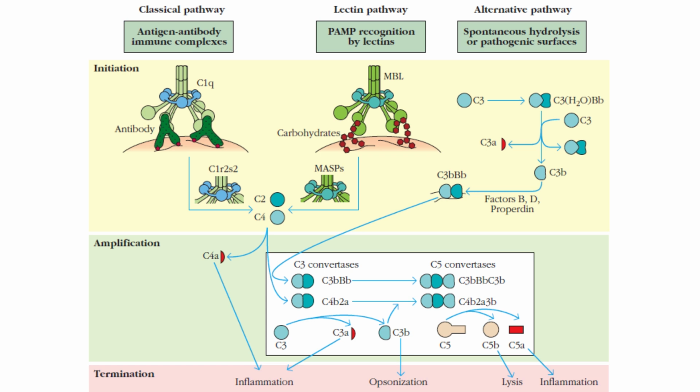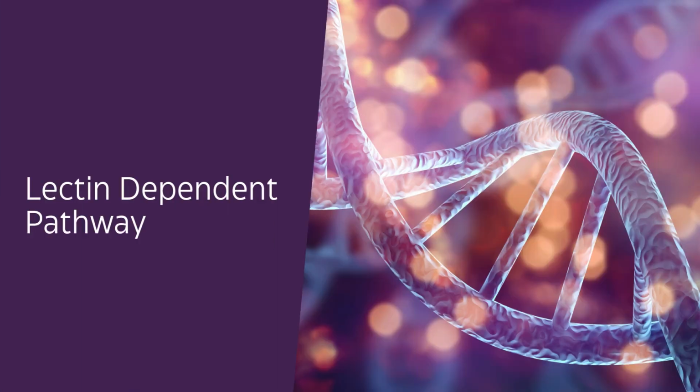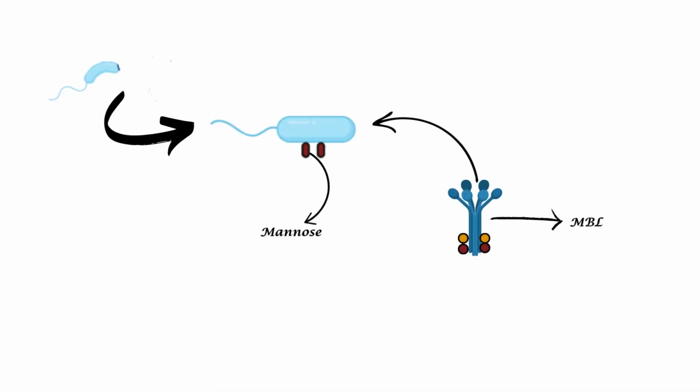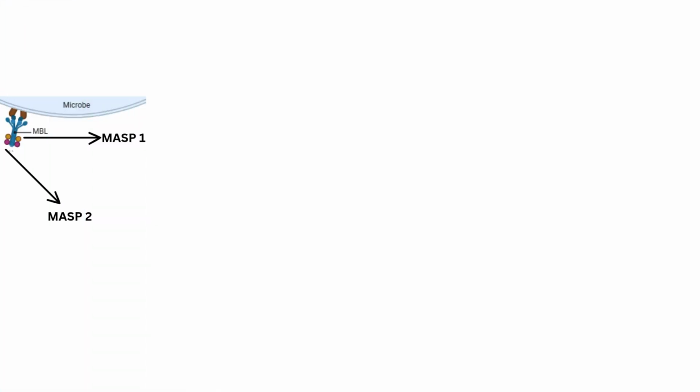Let's explore these pathways in detail, starting with the lectin-dependent pathway. The lectin pathway of complement activation is triggered when mannose-binding lectin, or MBL, recognizes and binds to specific carbohydrate patterns containing mannose present on the surface of pathogens. This binding activates MBL-associated serine proteases, or MASPs, which then cleave complement proteins C4 and C2.